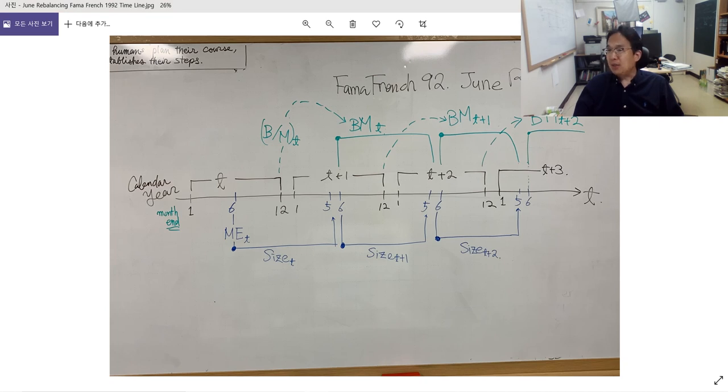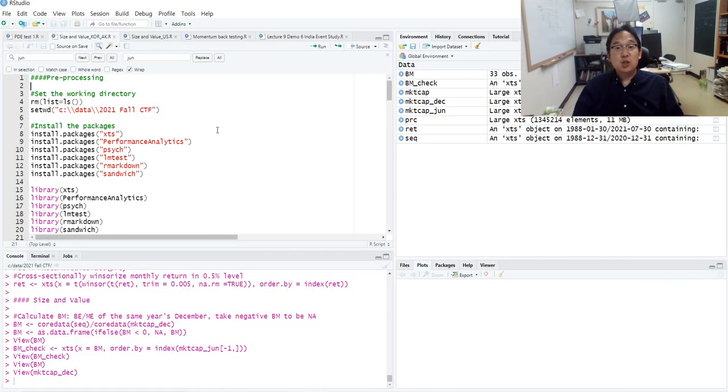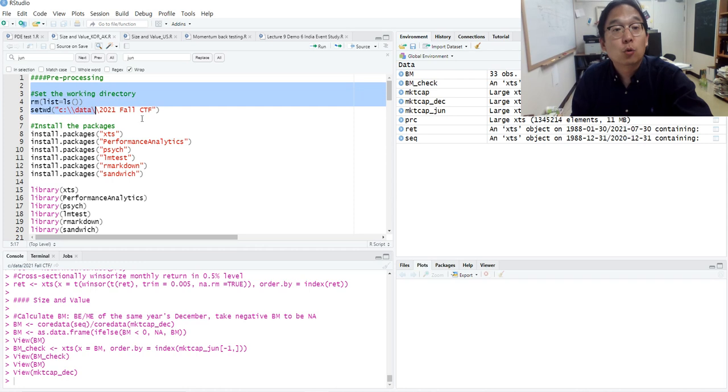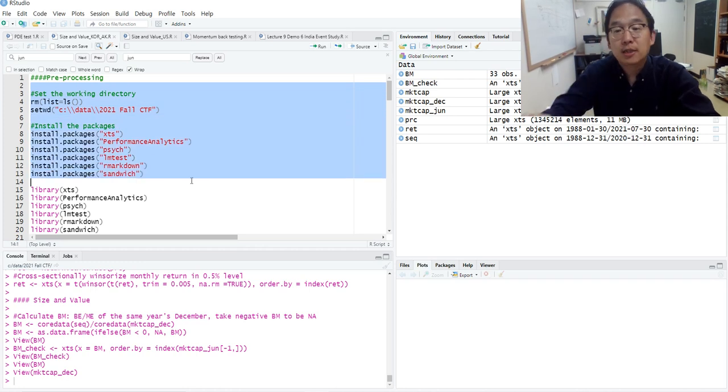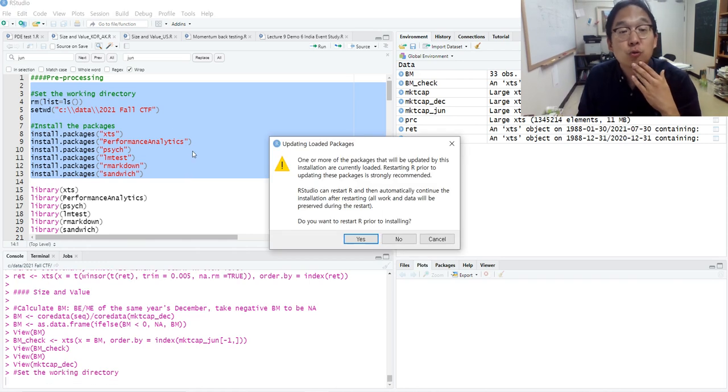Okay. Strategy. Now, R codes, I give you this one in the shared drive. So go ahead and download this guy. All right. So what do we do? Well, let's remove what I did, and then restart it. Okay. I'm going to remove everything and then set the working directory.